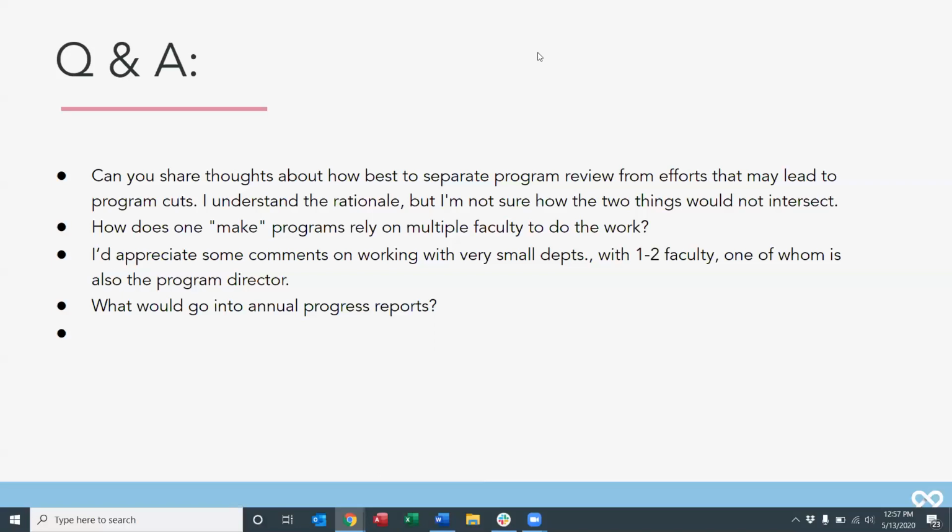Mm-hmm. But I also think that you can build into that external review, or even the internal review with other departments on your campus. And we talked about that with some of our other colleagues, that even if you can't do a true external, you can ask other programs to serve as internal, external reviewers.